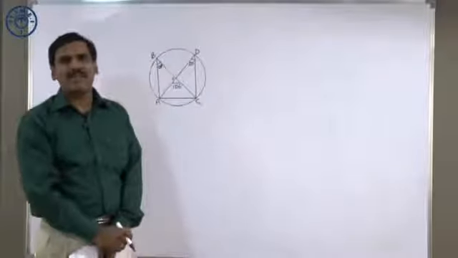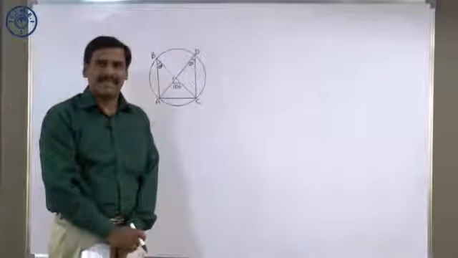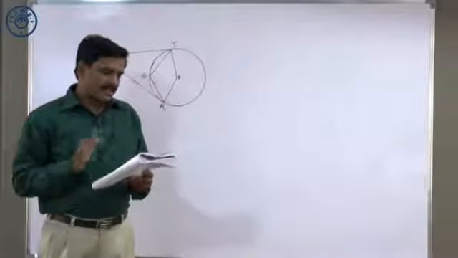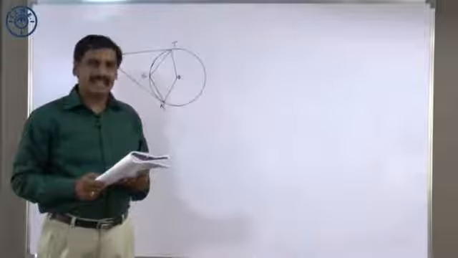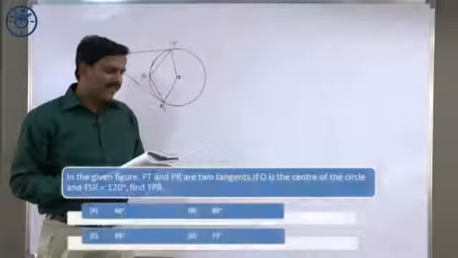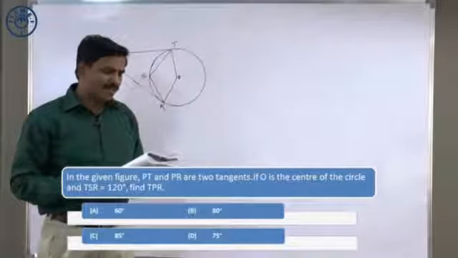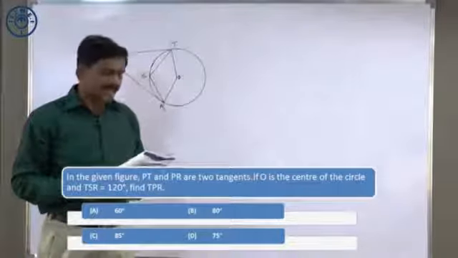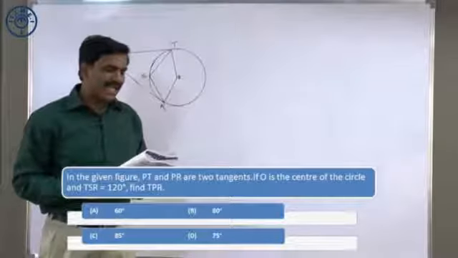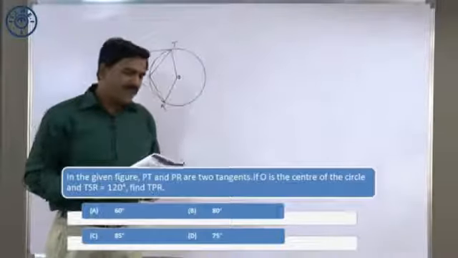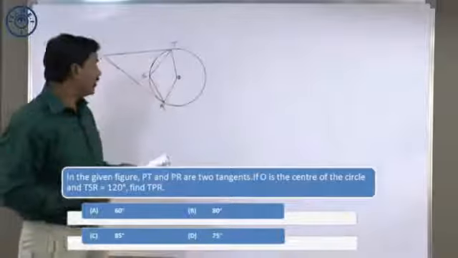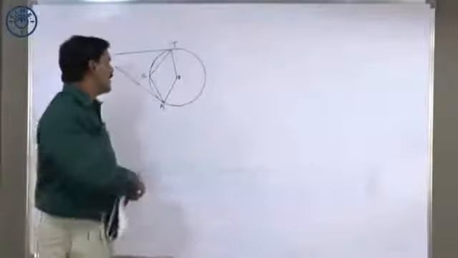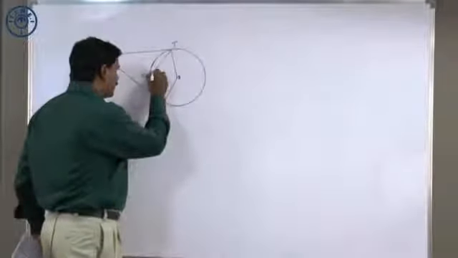So in that way we will be having the problems based on circles. Let us look at one more variety on circles. This is dealing with tangents. In the given figure, PT and PR are two tangents. O is the center of the circle and angle TSR is 120 degrees. How much is angle TPR is the question. So O is the center of the circle is the information and angle TSR is mentioned as 120 degrees.